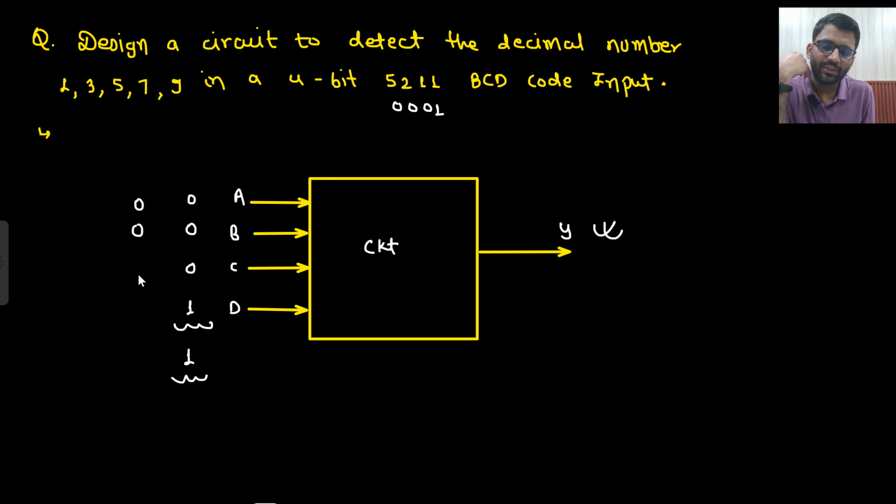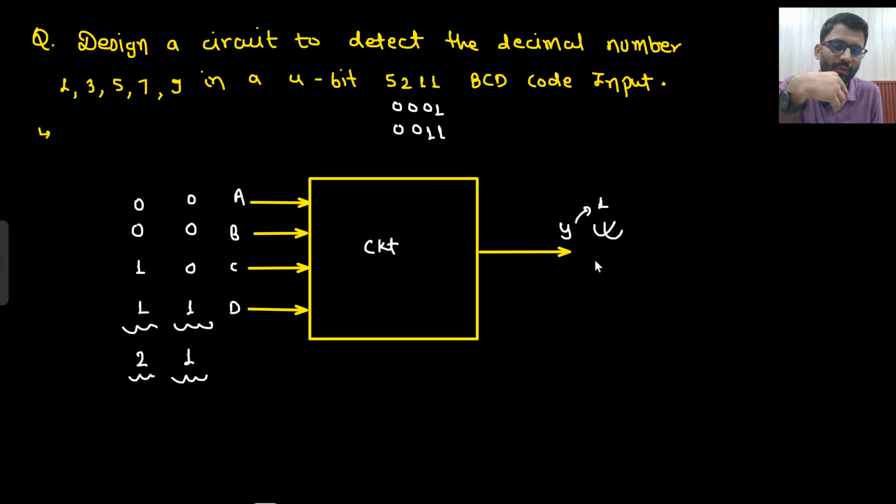If my input is 0, 0, 1, 1, what will this represent? 1 plus 1, 2. This will represent 2. So my output will be low. Here output will be high, here output will be low. So in that manner you need to design.